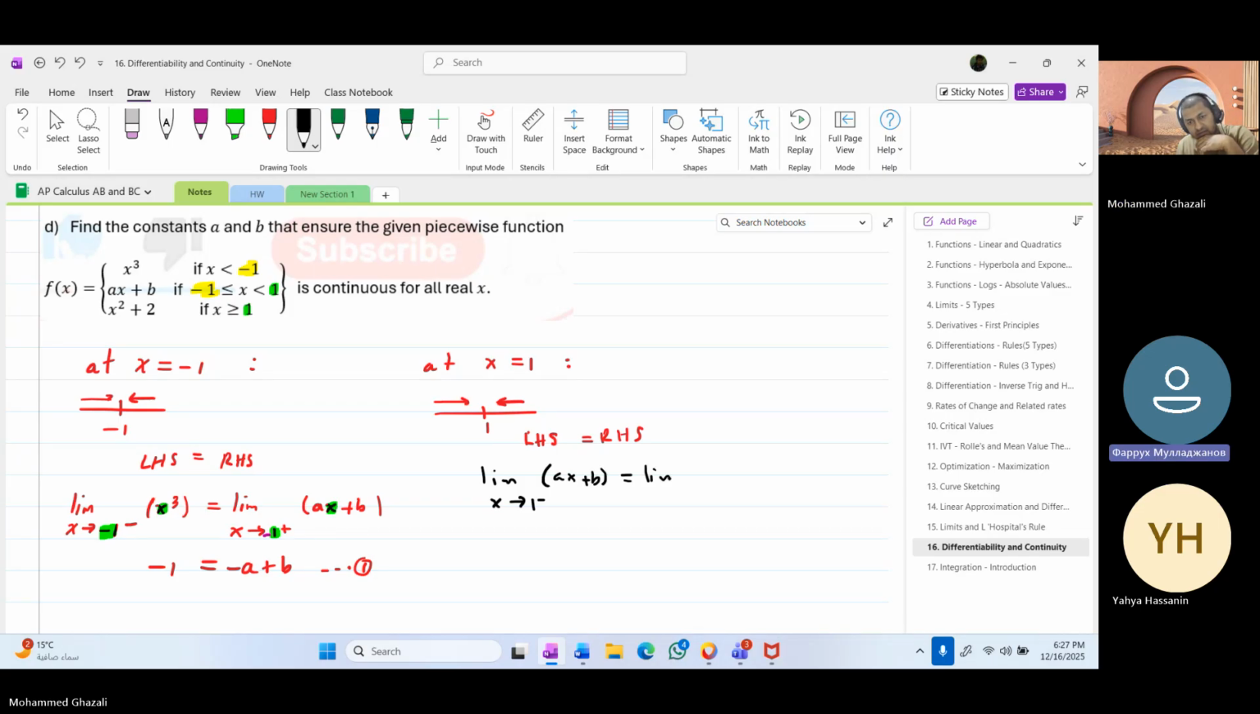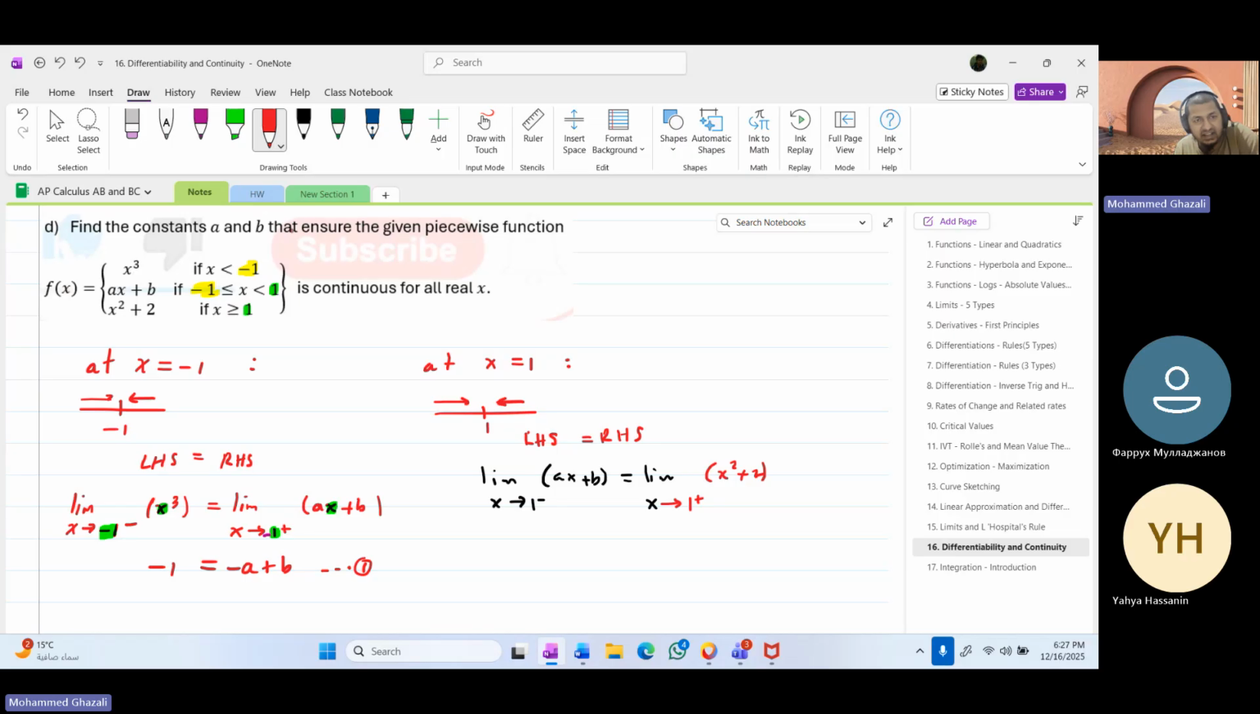Oh, but it also can't be x cubed, no? It can't be x cubed because that is x is less than -1. We're checking the continuity of the limit at x equals 1. There's 1 from the left, 1 from the right. Those are the closest functions to 1. So limit as x approaches 1 from the right. 1 from the right is where? Greater than or equal to 1 is x squared plus 2.